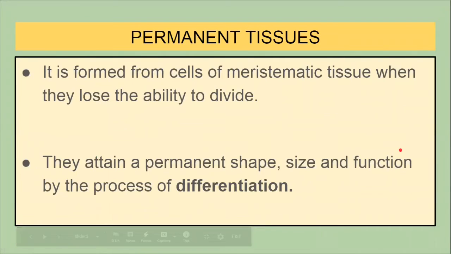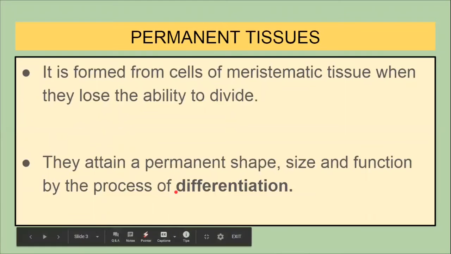Permanent tissues. Beta, the permanent tissues are formed from cells of meristematic tissues when they lose the ability to divide. And this process of maturation of meristematic tissues is known as differentiation.